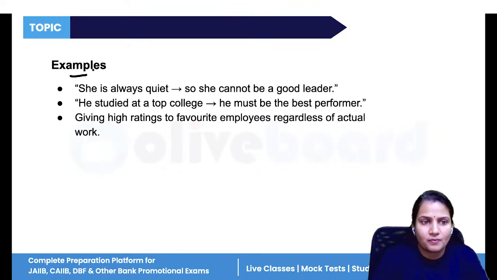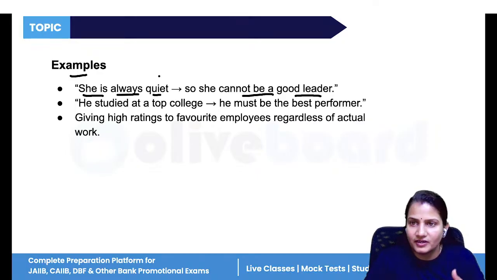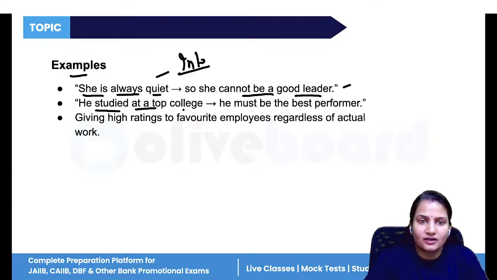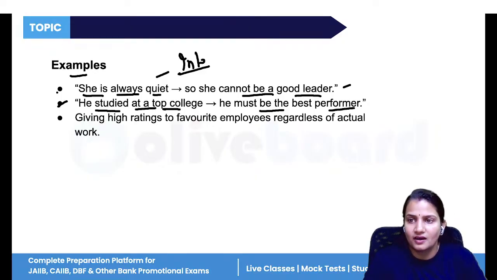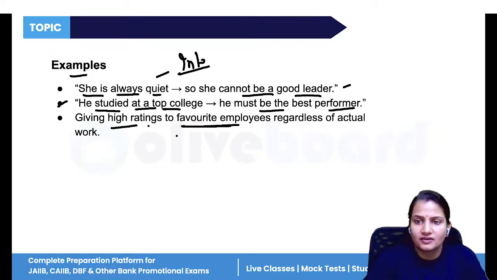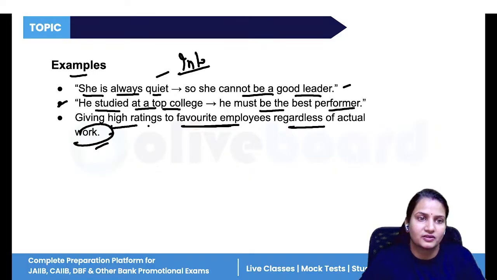Like, examples are there. She is always quiet. It means she cannot be a good leader. If anyone is very quiet, an extra introvert type of person, it is normally seen that that person cannot be a good leader. Now, a person has studied in a top college. It means he is the best performer. Although that person has studied only in that year, still we are concluding that this person is talented, this person is intelligent. So that is giving high ratings to favorite employees and giving low ratings to your unfavorite employees, regardless of how much work they have done.